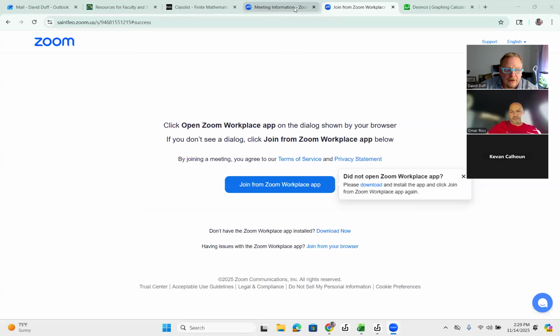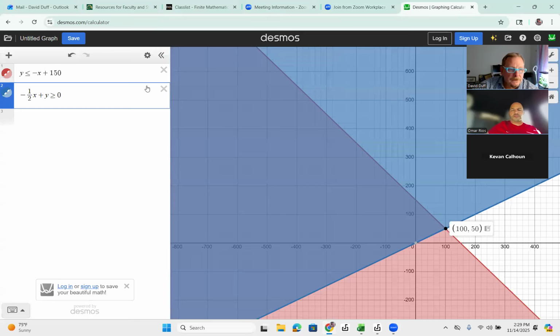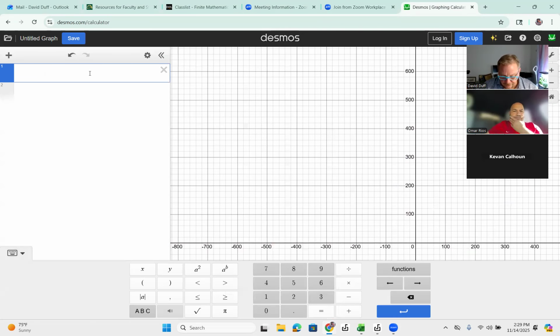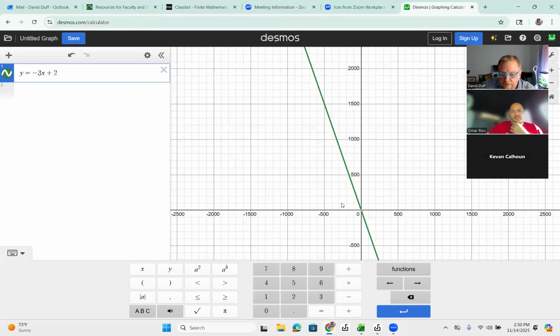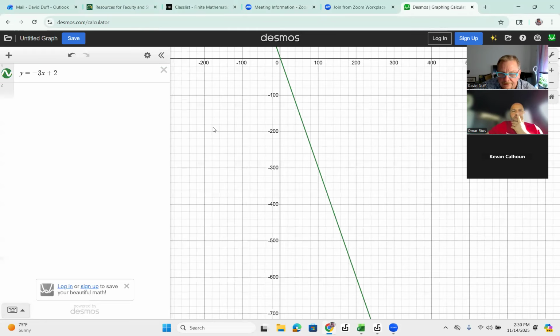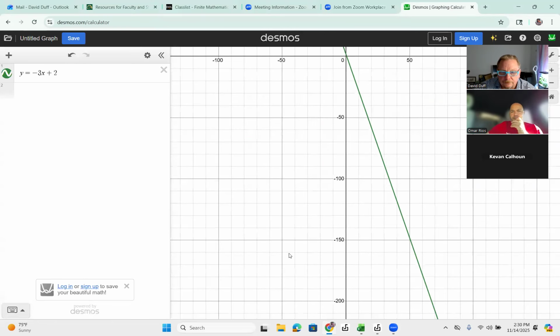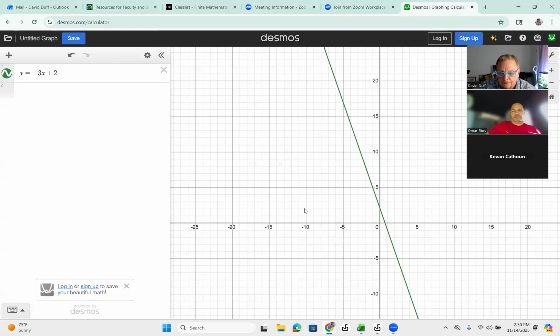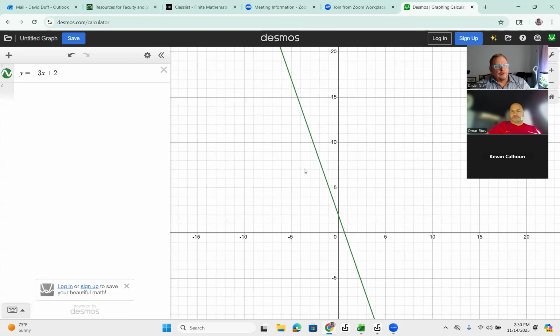So you can see my screen right now. Yes. All right. So I'm going to show you some stuff in Desmos. First of all, when we solve an equation, let's say we have something like y is equal to negative 3x plus 2. So that's a straight line with a y-intercept at 2 and a slope of negative 3.